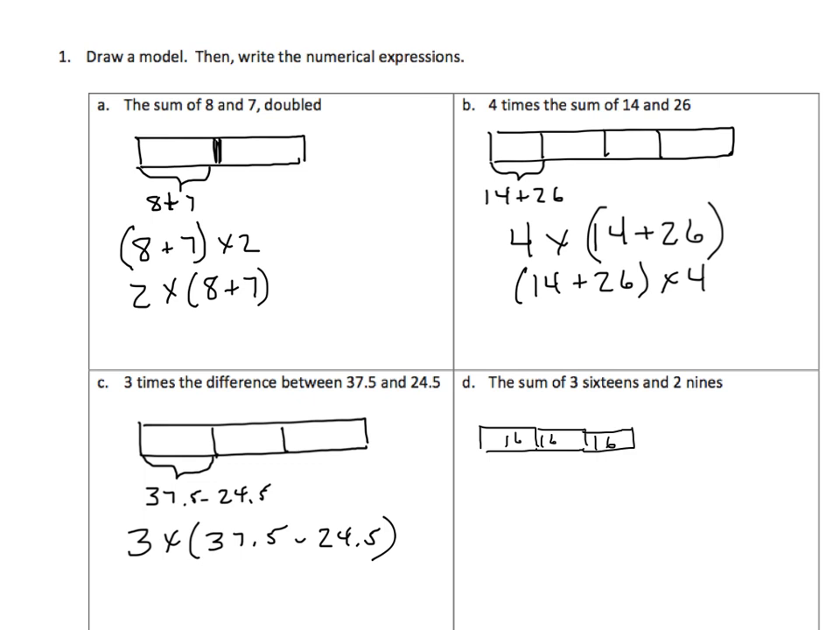And since I'm finding the sum, I'm going to take my 2 nines and combine them with my 3 sixteens. What do we have to do here? Well, if I look at this part of the tape diagram, I see that I have 3 of these sixteens. So what do I do? I have 3 times 16. And then I have 2 times 9. I find the sum of these two, so I'm going to add them.